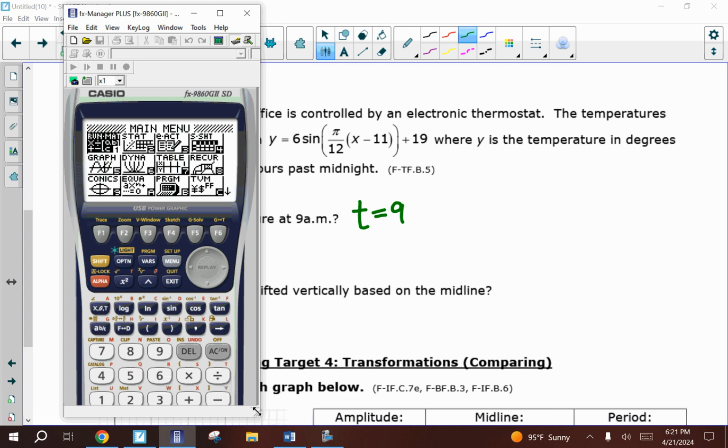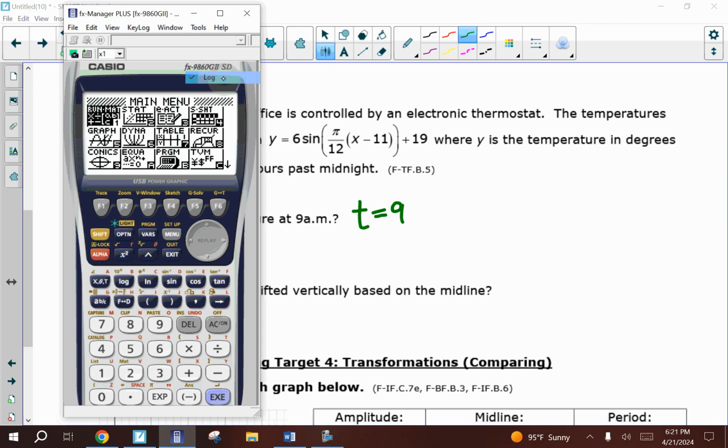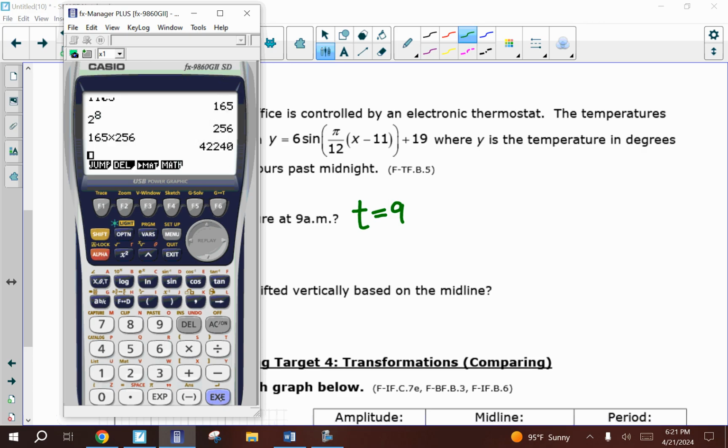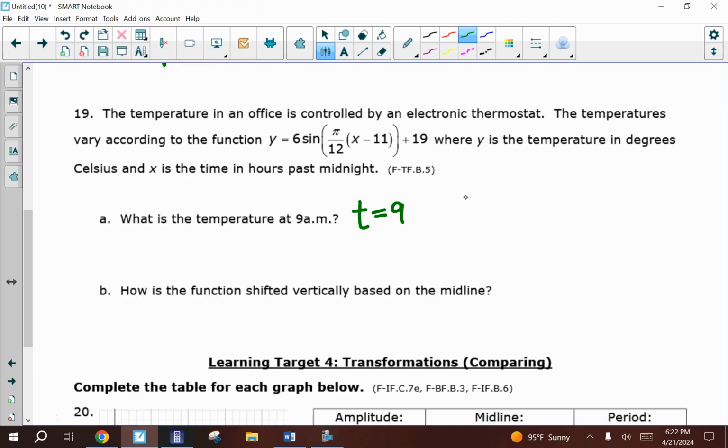Let me adjust this and change the view so I can see the equal button. There we go. I want to make sure that my setup is in degrees, which it is, so we're good there. Okay, so what we're going to type in is 6 sine of pi twelfths, parentheses, 9 minus 11, and then plus 19. So we just literally type exactly what it looks like.